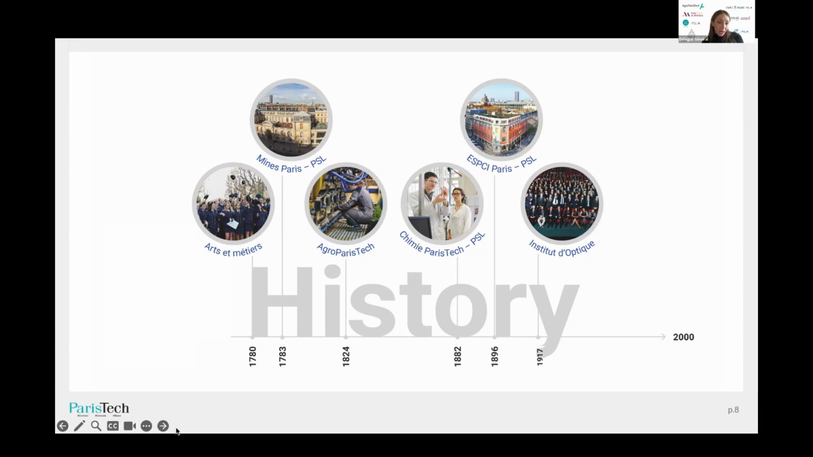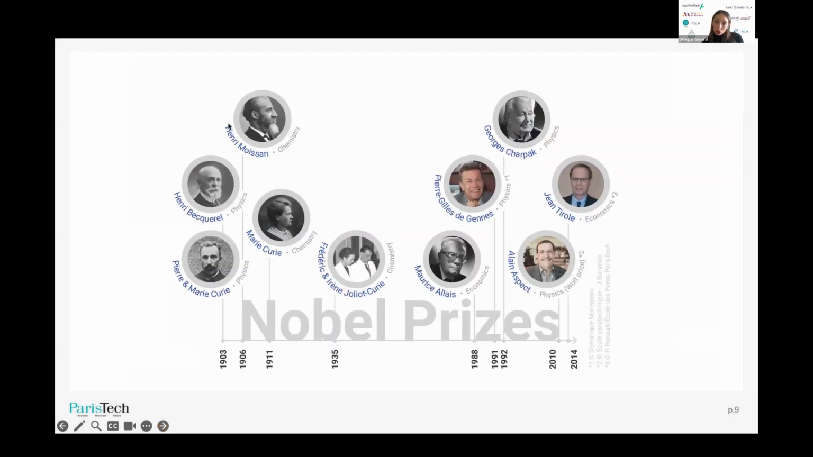And I'll give you a little example of that. I wanted to show you this. So this is our Nobel Prizes. So many Nobel Prize winners studied in the schools of ParisTech, and this is maybe the most important information that I want you to keep in mind, because that means something very simple. That means that the schools have reached the highest level in their category.